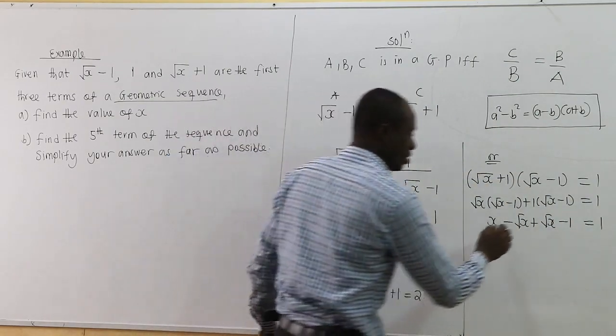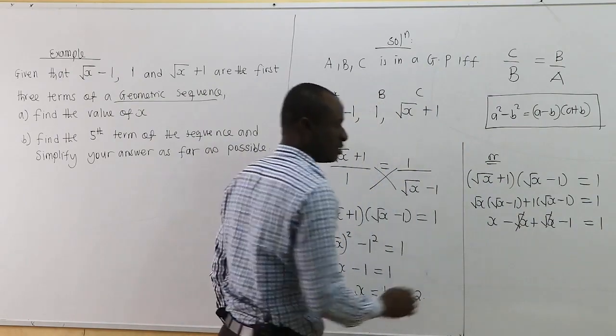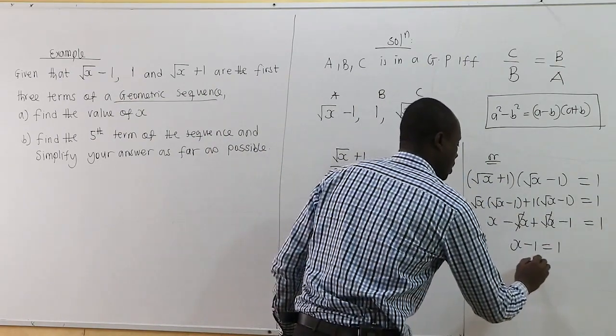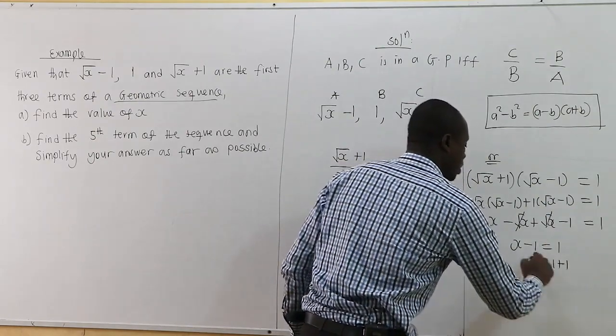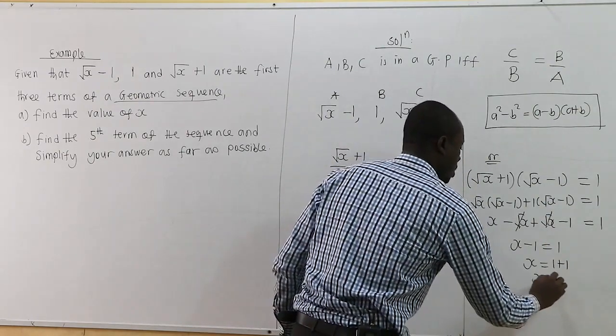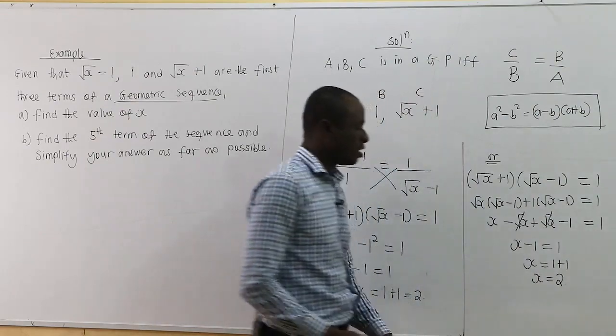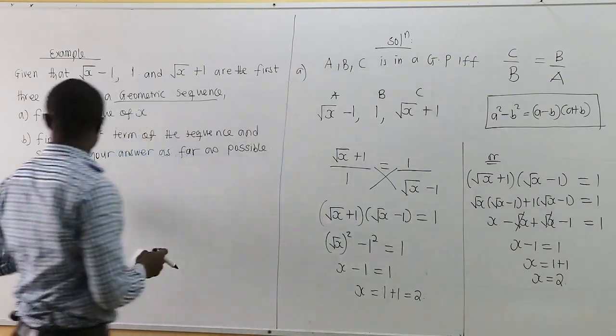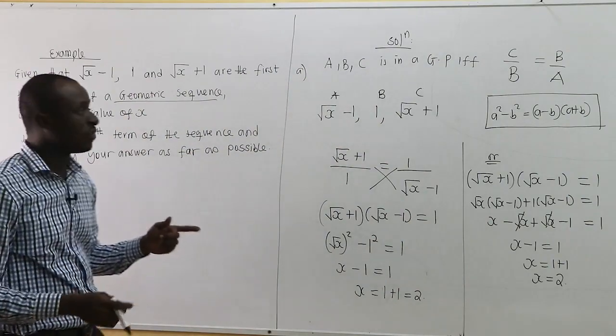Now what can we see? This and that are cancelling. So you have x minus 1 equal to 1. So clearly x is equal to 1 plus 1. Negative 1 crossing becomes positive, x is equal to 2. So that's the first part, our A. Our A says that we should find the value of x.